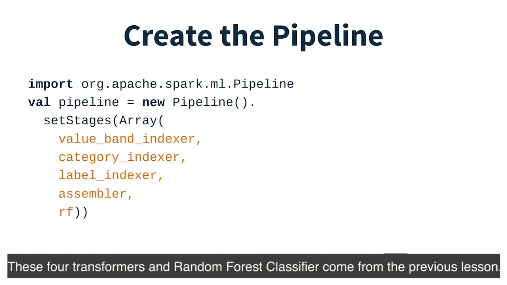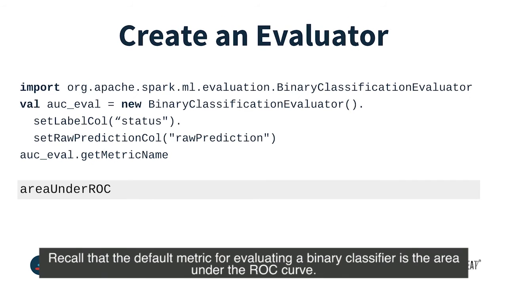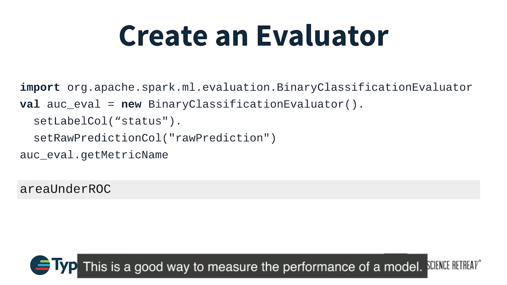These 4 transformers and random forest classifier come from the previous lesson. Now we create an evaluator. Recall that the default metric for evaluating a binary classifier is the area under the ROC curve. This is a good way to measure the performance of a model.